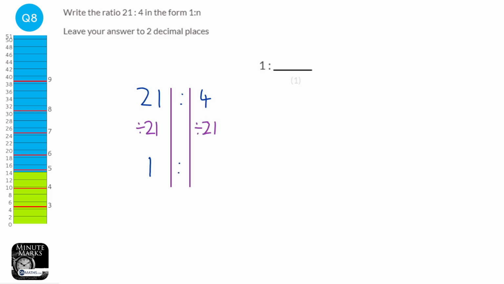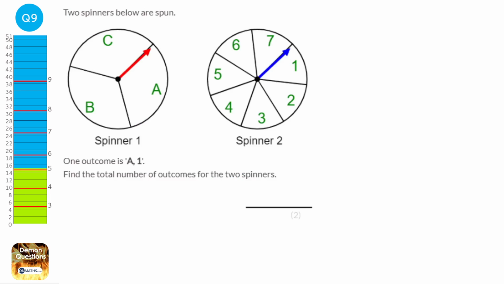So 21 divided by 21 is 1. Perfect, that's what we wanted. 4 divided by 21 is 0.190 blah blah blah. It says it wants it to 2 decimal places, so it's going to be 1 to 0.19.